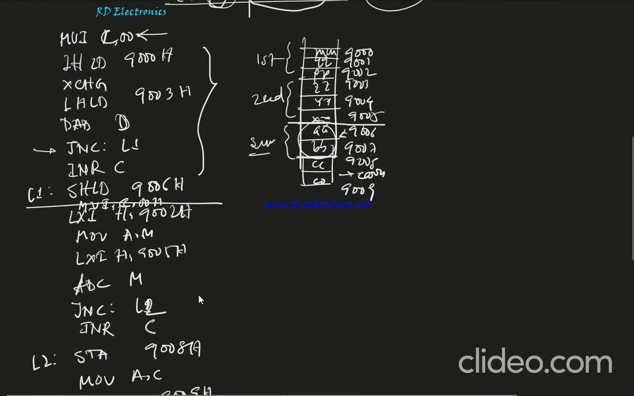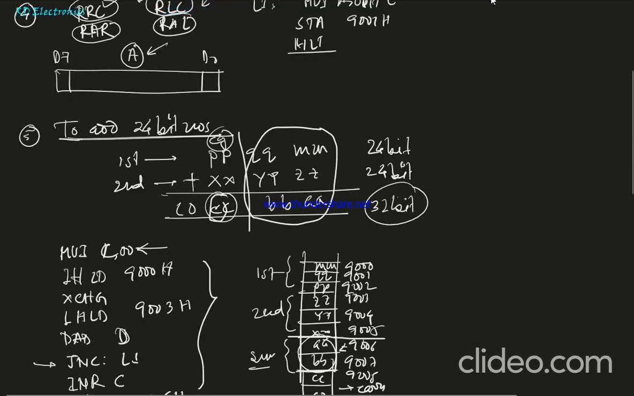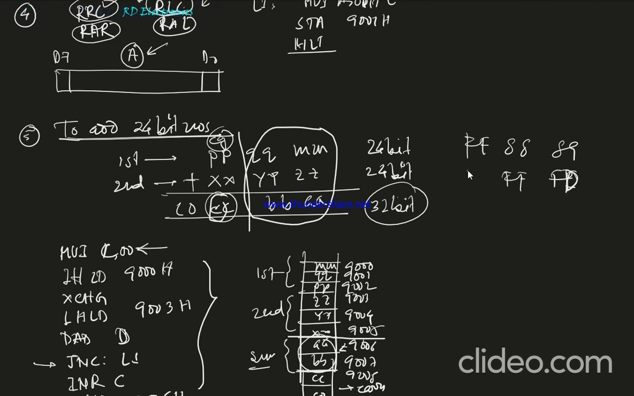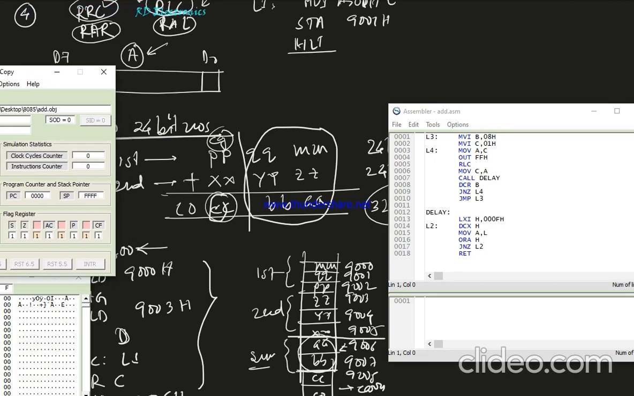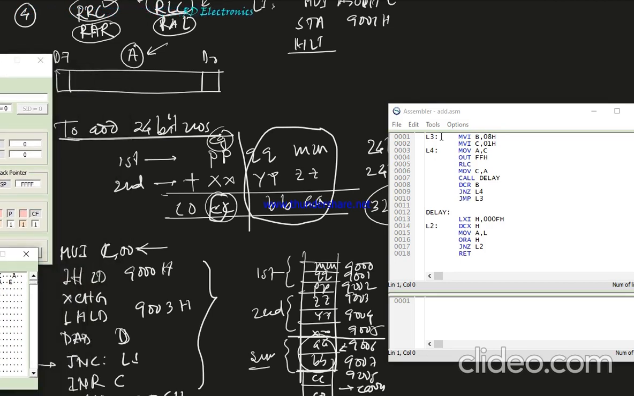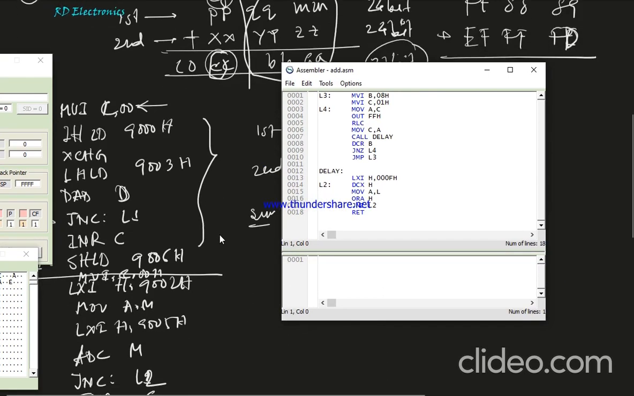So now we discuss this programming in a simulator IDE. Okay, now for the 24-bit addition, say the numbers considered here are FF88, FE89, FE, FD, and this is EF. Now these are the 24-bit numbers you consider here. Okay, now we open the 8085 simulator environment, the IDE Ocean software, and this is the assembler, and here we write this code.